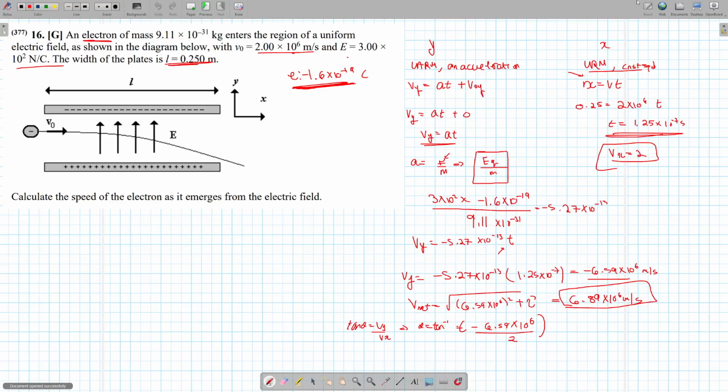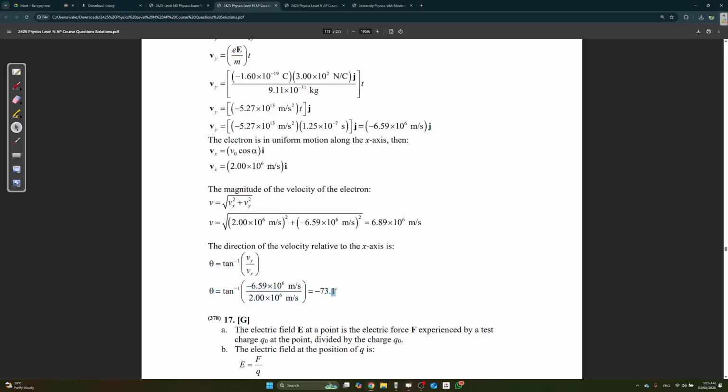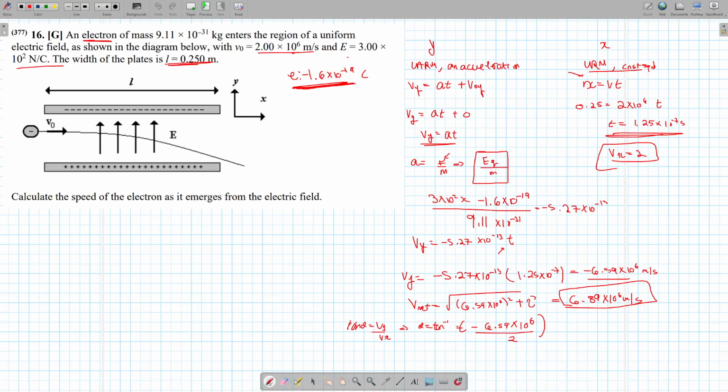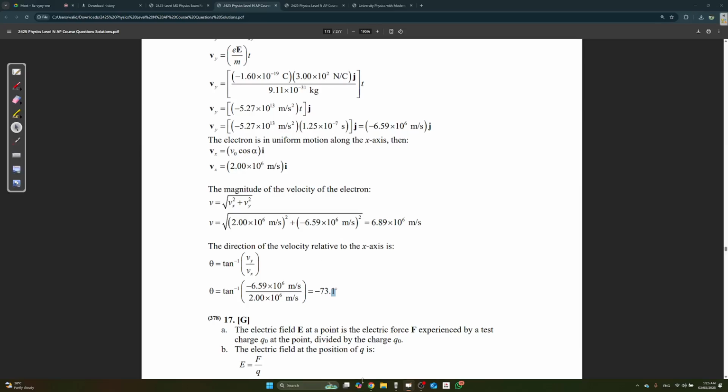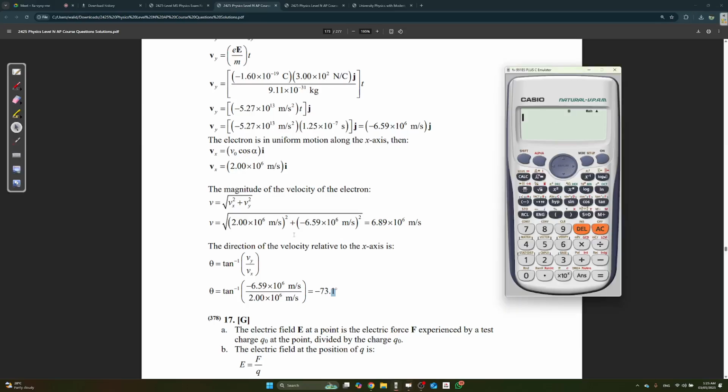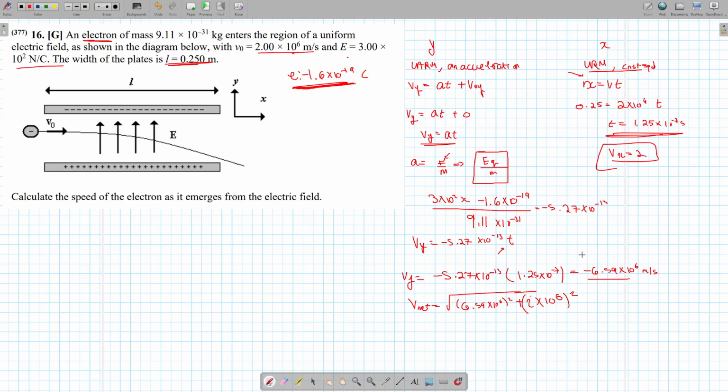So you do like they did here. They did it for you. You get, why did I put, no, wait. 2 times 10 to the power of 6. Why am I putting 2 now? The velocity here, how do I put 2 now? It's supposed to be, the velocity is 2 times 10 to the power of 6. I didn't read the 10 to the power of 6, sorry. All square. So let's take it back into the calculator. You get 6.89 times 10 to the power of 6 meter per second. Okay, so to find theta, you do tan inverse Vy over Vx.